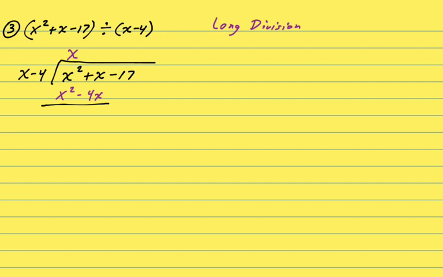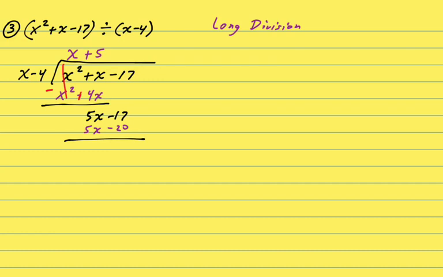Now, in division, we have to change the sign and add. So those drop off. 1x plus 4x is 5x. So now I'm going to say x times what is 5x? Well, it'll be x times a positive 5. 5 times x is 5x. 5 times -4 is -20.